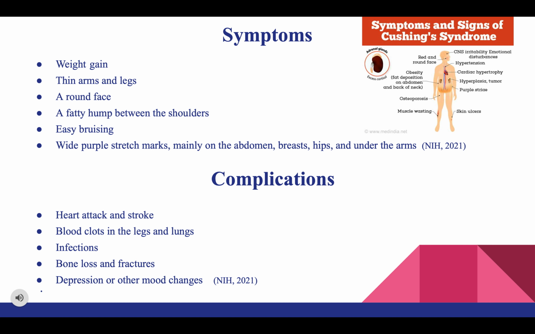arms, and weak muscles. Cushing syndrome can cause health problems such as heart attack and stroke, blood clots in the legs and lungs, infections, bone loss and fractures, high blood pressure, unhealthy cholesterol levels, depression or other mood changes, insulin resistance, and prediabetes. Although Cushing syndrome can usually be cured, it can be fatal if not treated.